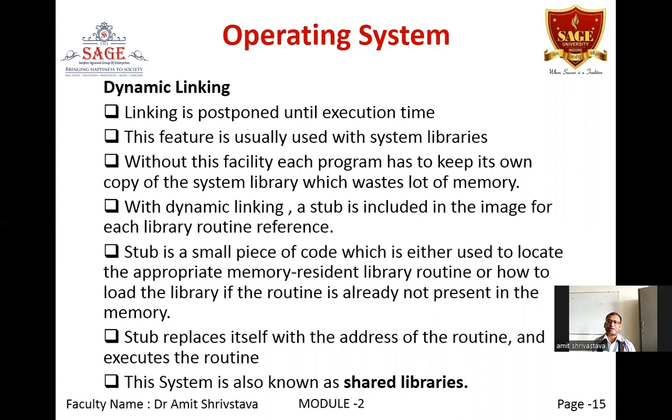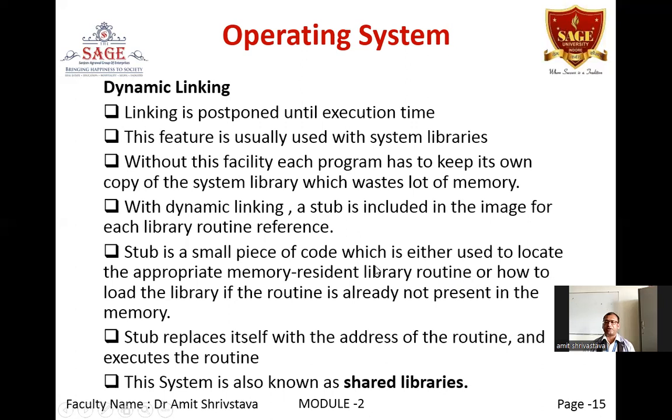So what we do in dynamic linking is that a stub is included in the image for each library routine reference. A stub is a small piece of code which is used either to locate the appropriate memory resident library routine, or to load the library if the routine is not already present in memory. The stub replaces itself with the address of the routine and executes the routine. This system is also known as shared library.